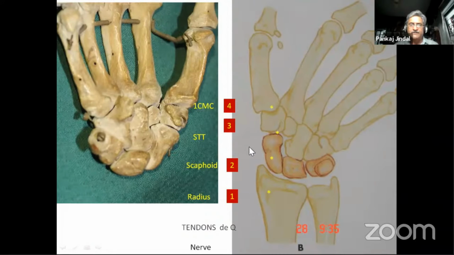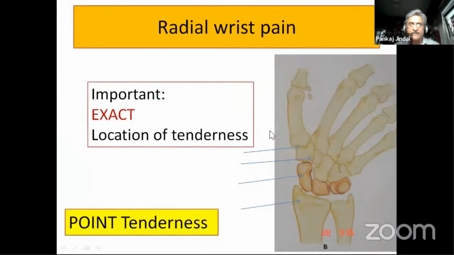So these are some, not all. This is not an exhaustive list here. There can be more. There can be intersection syndrome here. That can be Wartenberg's syndrome. There are so many of them, but we'll not deal with them. We'll be just talking about a few of them which present with pain on the radial side of the wrist.